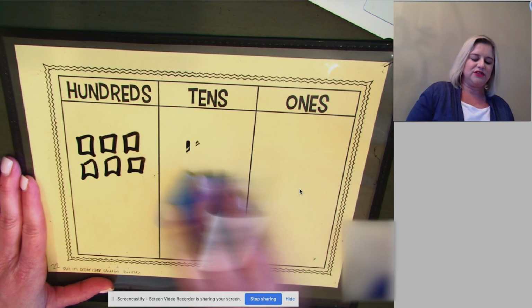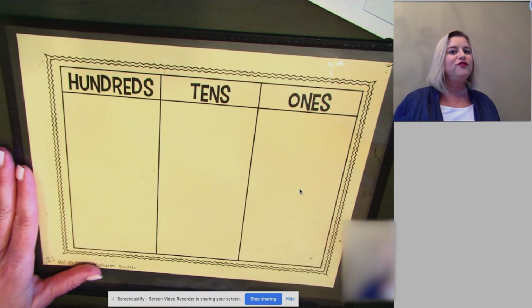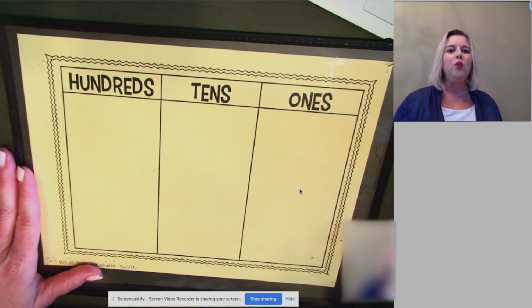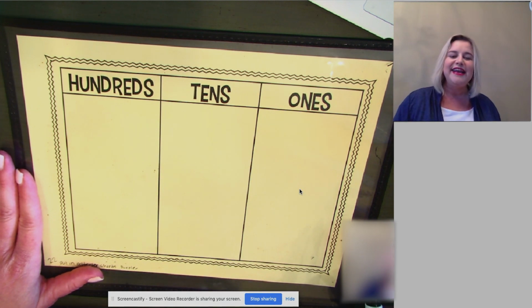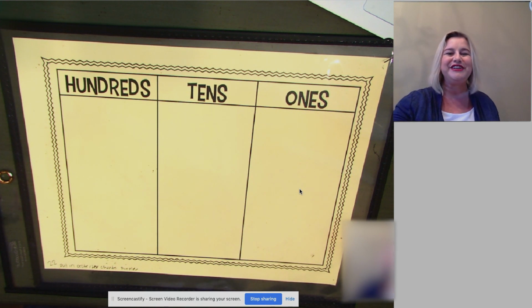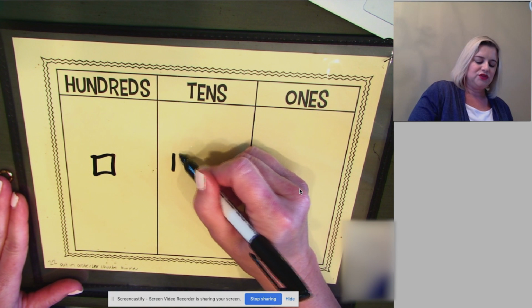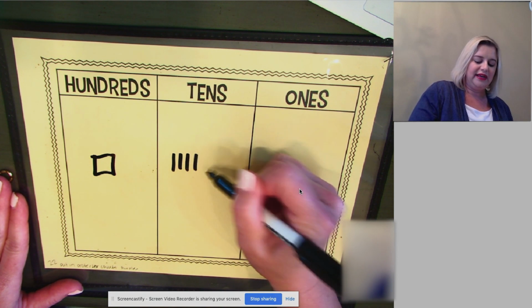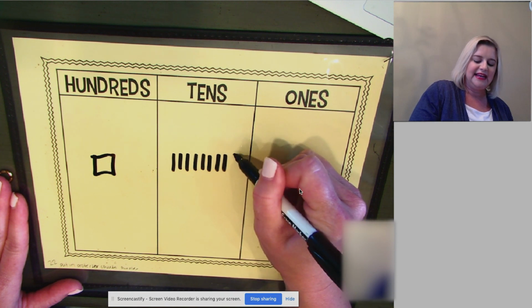Now, let's erase our model, and I'm going to give you another number. Are you ready for it? 129. So go ahead and draw that on your mat right now. The number is 129. You're doing such a great job. So we have 100, 10, 20, 30, 40, 50, 60, 70, 80, 90.